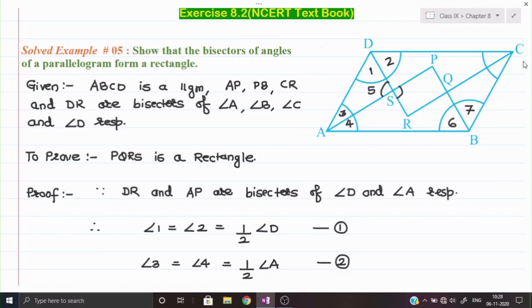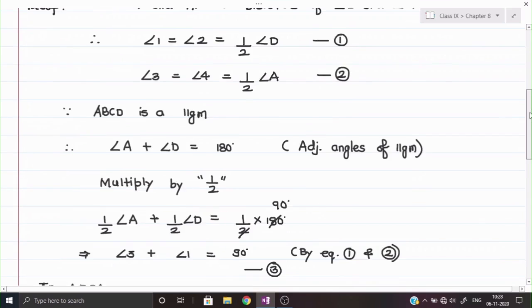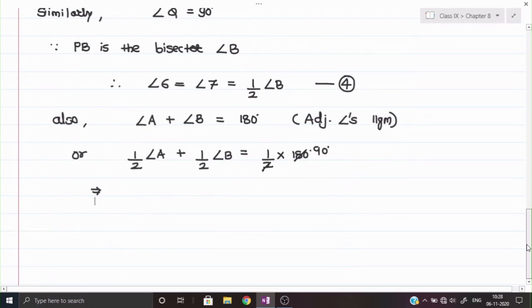You can write down either 6 or you can write down 7. Similarly for angle A you can write down 3 or 4, but we are taking 4 and 6. That reason I will tell you afterwards. So here we will take it as 4 and 6. So half of angle A I am taking as angle 4, and half of angle B I am taking as angle 6, and this can be given by equation first and 4. Okay, so 4 and 6 we are getting as 90 degree. That's sum. Equation number 5.